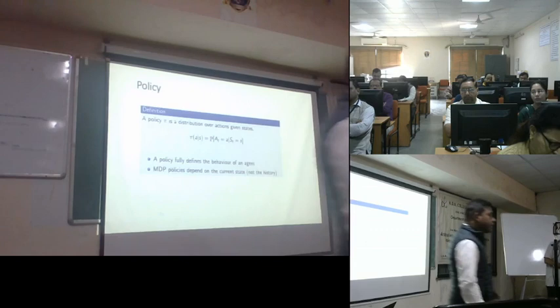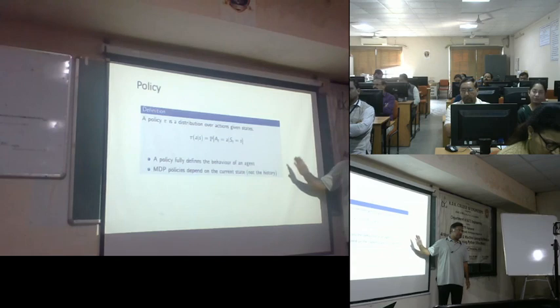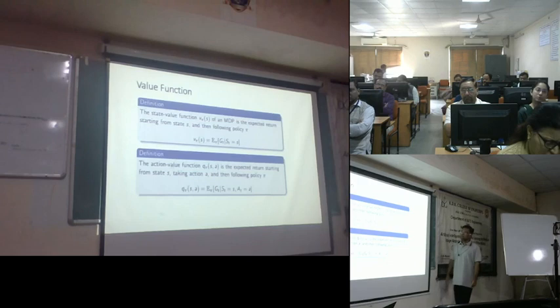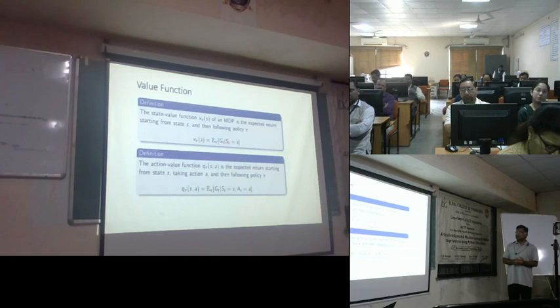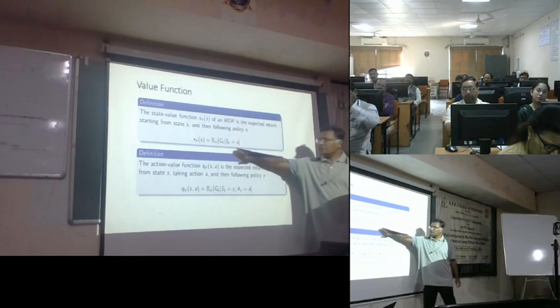Again, the policy and action only depend on the current state. Okay. So, the state value function, we talked only about the expected value of the rewards given the state.